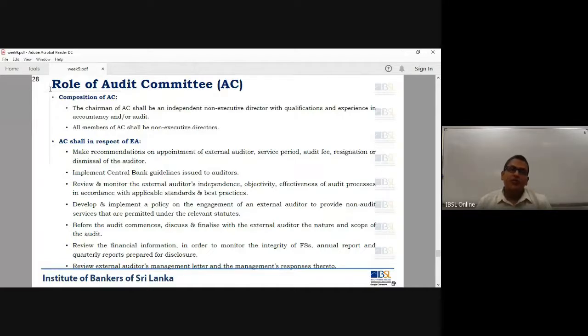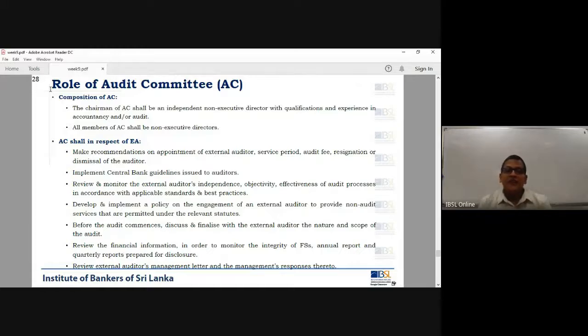Then I will move on to the role of the audit committee. I said that there are audit committees in the banks. Actually, a bank has to appoint an audit committee. That audit committee is responsible for the audit function of the bank.